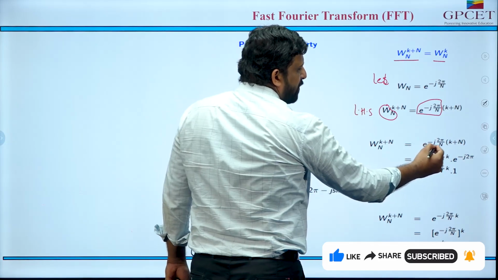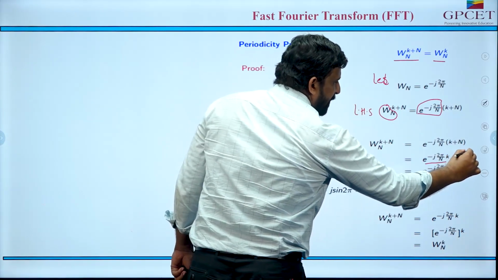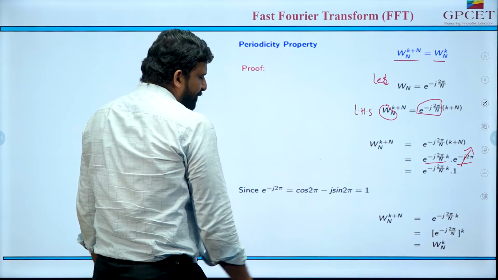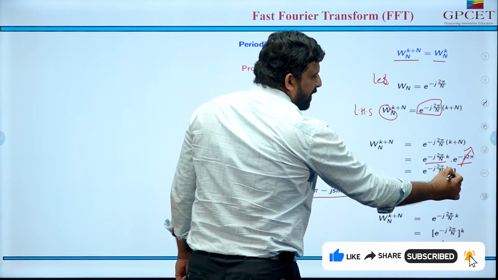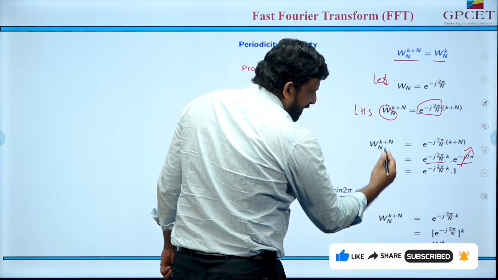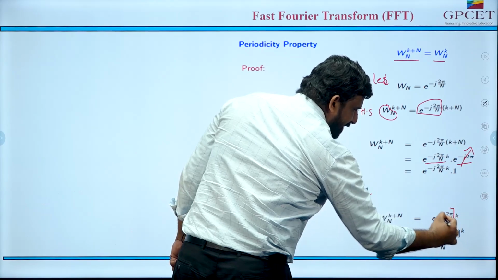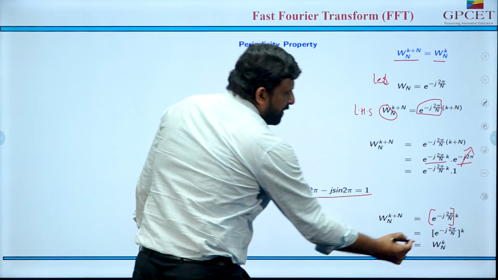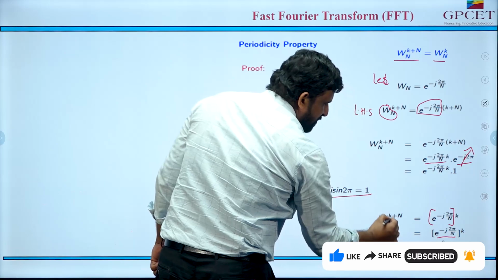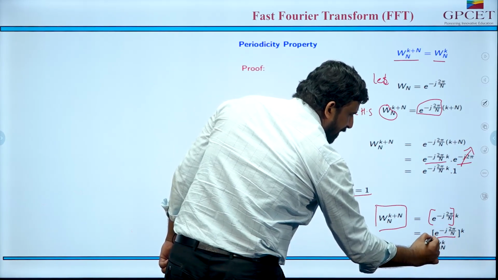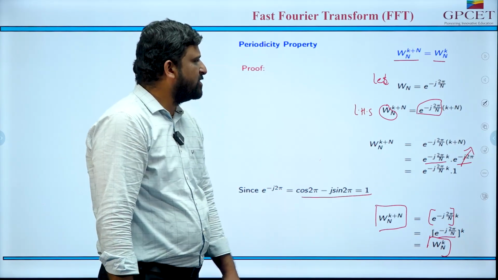Fine. After writing this, e power a plus b is equal to e to the power of a, e to the power of b, I have written. So this will become 1. Why? Because we can write e power minus j 2 pi is equal to cos 2 pi minus j sin 2 pi, which the value will be equal to 1. For that, e power minus j 2 pi is equal to 1. Now, Wn to the power of k plus n is equal to e power minus j 2 pi by n into k. So I am writing this by keeping that k factor outside. Now you can see what this value is, we have already known Wn. So instead of this, I have written Wn, so that Wn to the power of k plus n is equal to Wn power k, which is the periodicity property. Fine, a simple property which will be helpful in solving problems.